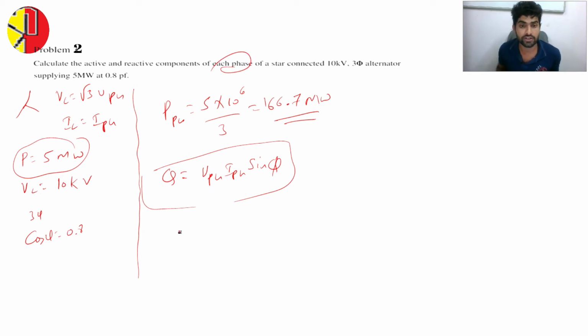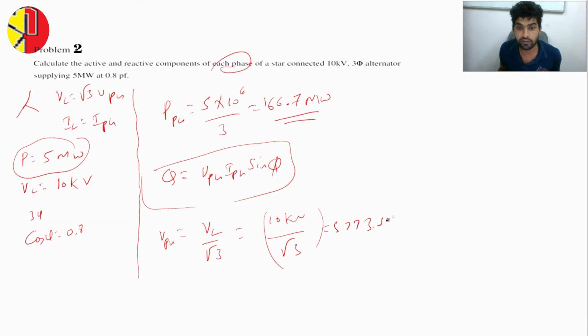So V phase is what? V phase is equal to VL by root 3, right? So VL by root 3 is how much? VL is given 10 kilovolts. 10 kilo divided by root 3, 5773.5 volts. So next, what we need to calculate? IL we need to calculate, right? IL is equal to I phase.